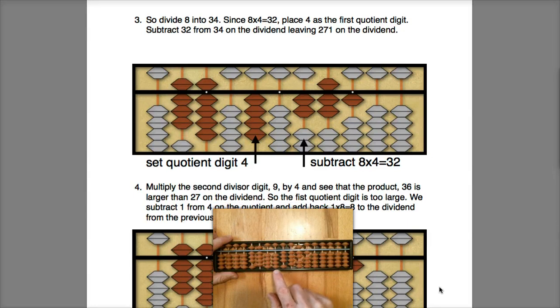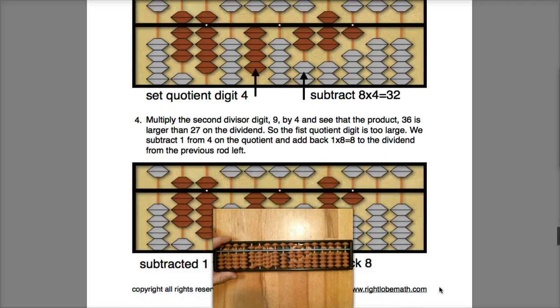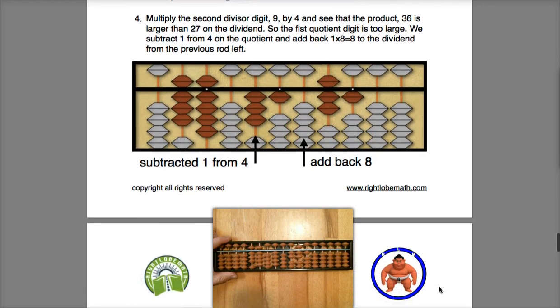So since 8 times 4 is 32, I'll place 4 as my first quotient digit, and then I'll subtract 32 from the 34 in the dividend. Okay, so then the next thing I'm going to do is multiply the 9 times the 4, which is 36, and I can see that that is too large for the 27.